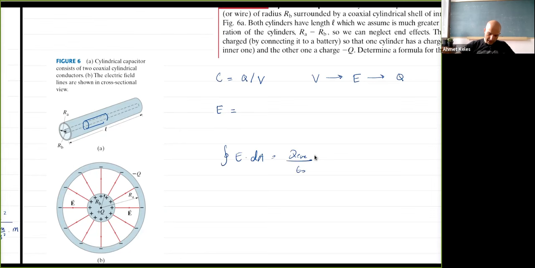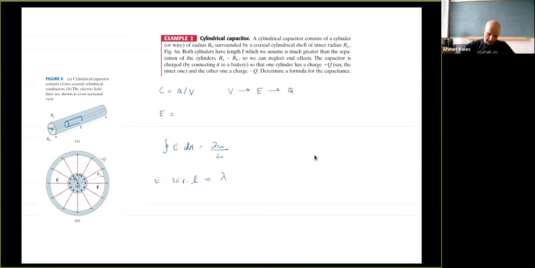So E is constant, take it outside. A is 2 pi r times some length L, equal to Q enclosed, which is some density lambda times L, divided by epsilon 0. So from this, E turns out to be 1 over 2 pi epsilon naught lambda divided by r. And I remind you, lambda is equal to total charge per total length.